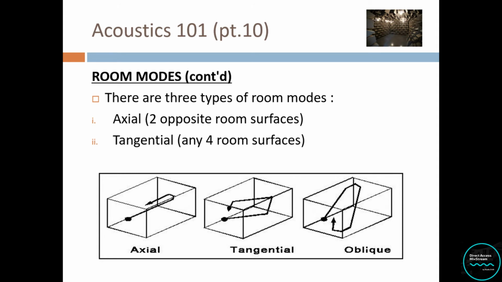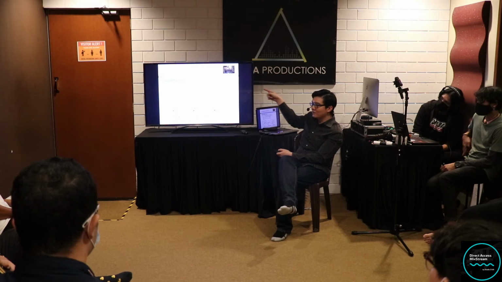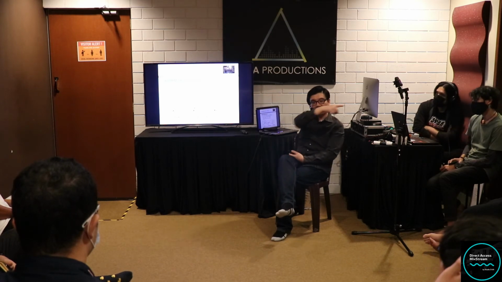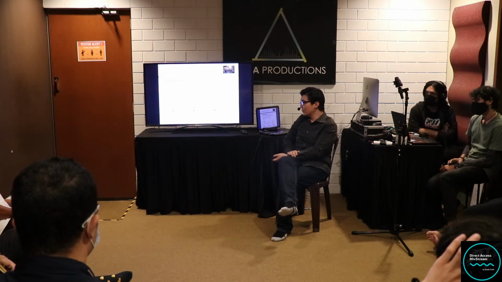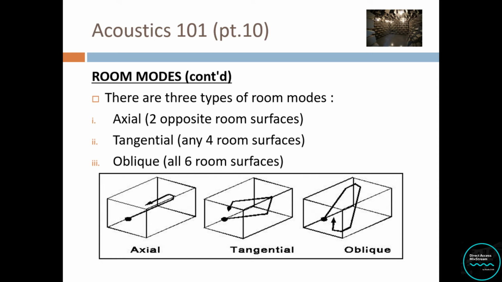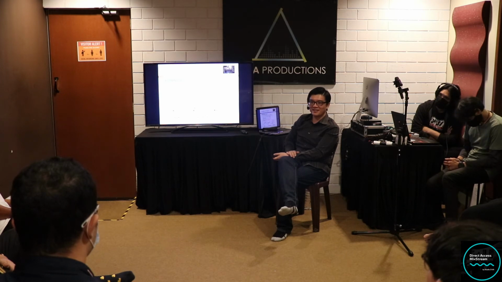You have tangential, from the word tangent. Tangential can be any 4 room surfaces. This one is a bit more complicated. If I have a frequency that bounces from here, then diagonally bounces there and bounces back, you can also get room modes in that way. Third one, oblique: all 6 room surfaces. Remember, every room actually has 6 surfaces. Don't forget the floor and ceiling.